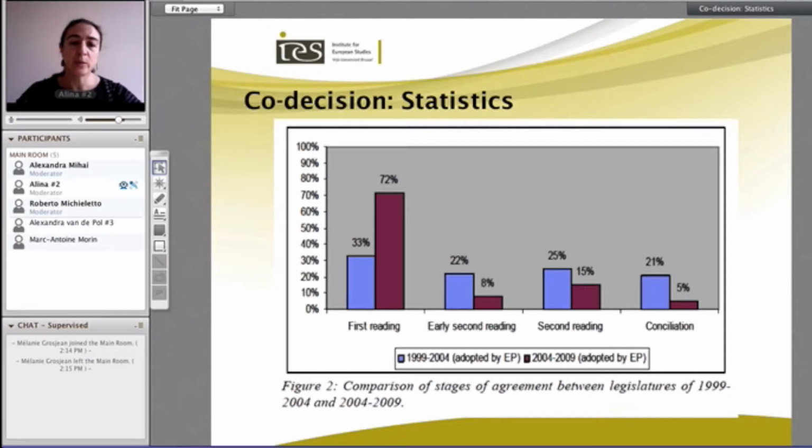Also, something else that I wanted to mention is that basically the major difference between first and second reading is that in first reading we have no deadlines running, so we have no time limits. So once the legislative proposal is transmitted to the Council and to the European Parliament, they have no restriction whatsoever on when they're going to discuss these proposals. That's not the case in second reading.